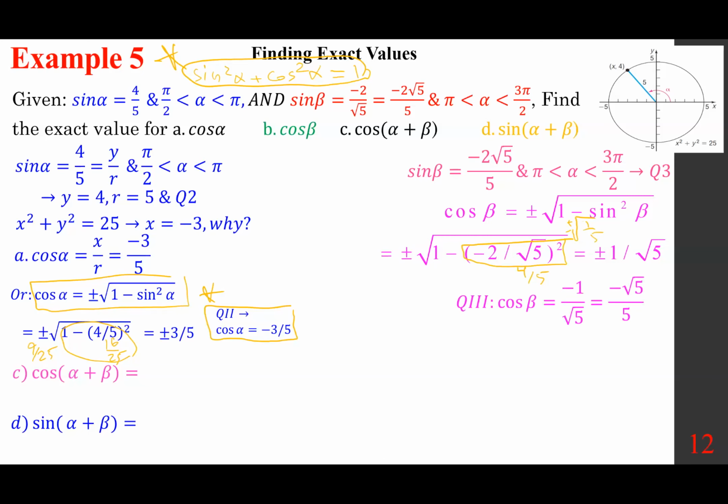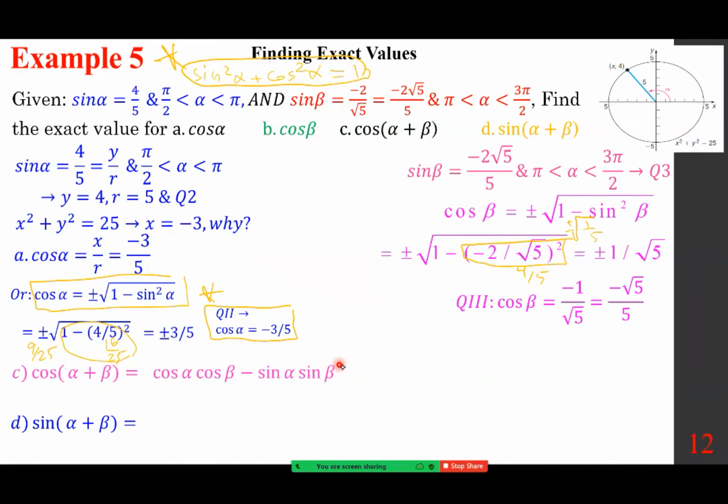So what do we have? Let's summarize what we have, because we need to find cosine of alpha plus beta. We need cosine alpha, cosine beta, sine alpha, sine beta. We need all of those values to be able to come up with this. So let's summarize what we have. We had sine alpha to be 4/5. We calculated cosine alpha to become negative 3/5. We had sine beta to be negative 2 square root of 5 over 5. We calculated cosine beta to be negative square root of 5 over 5.